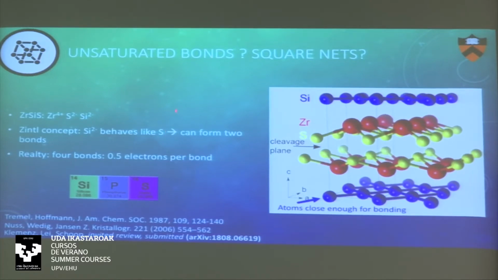So that means, in our case, if our silicon is supposed to behave like sulfur, then it should form 2 bonds only, but it forms 4 bonds here. So it means it has only 2 electrons to form these 4 bonds. That means we have only half an electron per bond. So we do have some kind of delocalization, a 2-electron, 5-center bond right here. Okay.